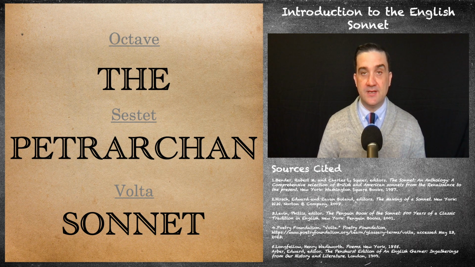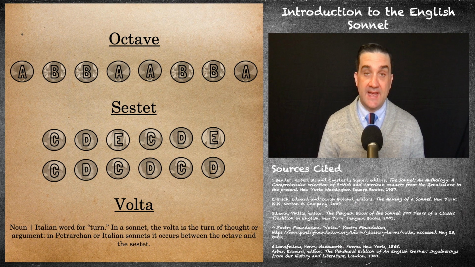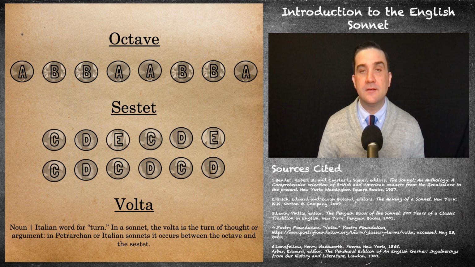The Petrarchan sonnet features 14 rhymed lines with an octave, a sestet, and a volta. An octave is 8 lines of poetry, and in a Petrarchan sonnet, the octave follows the following rhyme scheme: A, B, B, A, B, B, A.